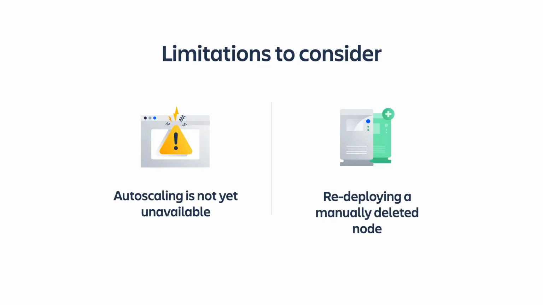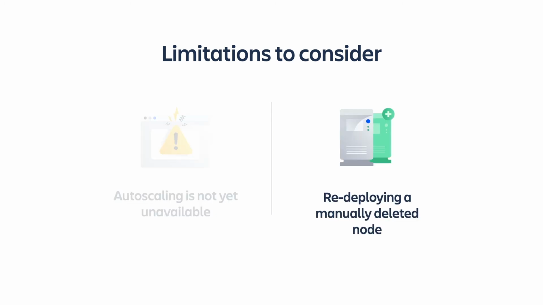Keep in mind, however, that there are a couple of limitations to be aware of before deciding to deploy Azure. For one, auto-scaling is not yet available due to a problem with Hazelcast, which Confluence uses to discover nodes. And two, if a node is deleted manually, it can't be redeployed without first removing the cluster. The existing database and the existing shared home directory won't be removed when redeploying.